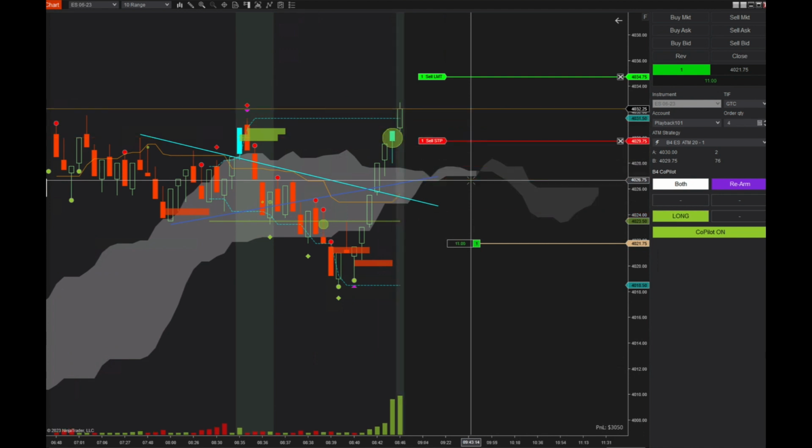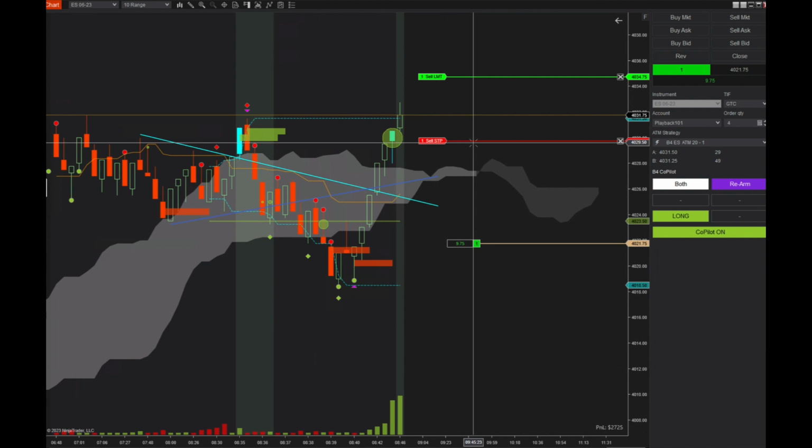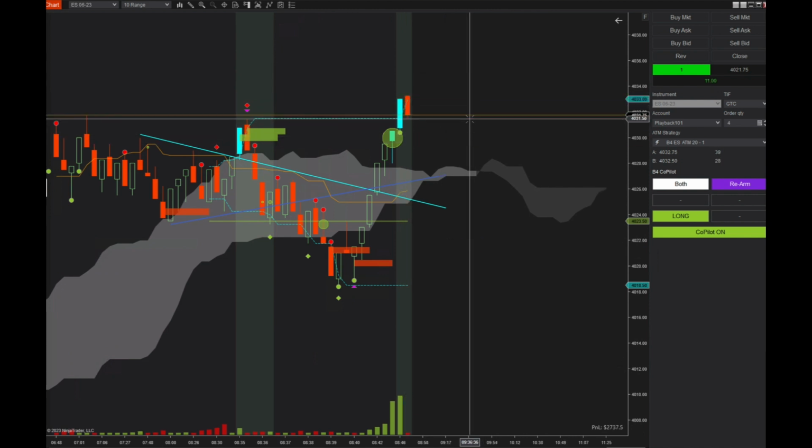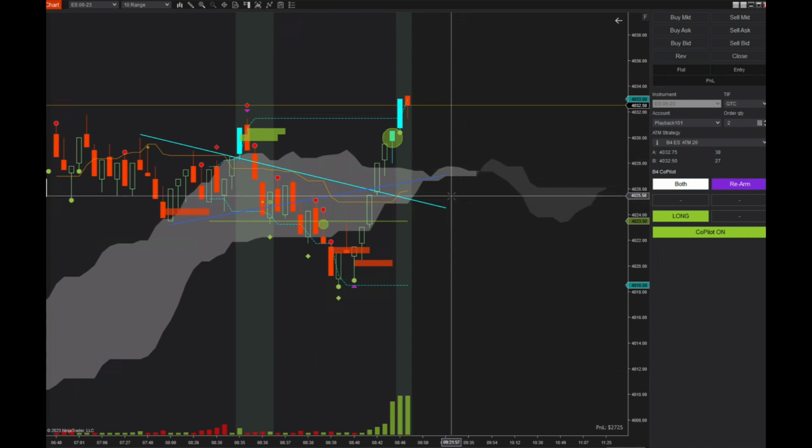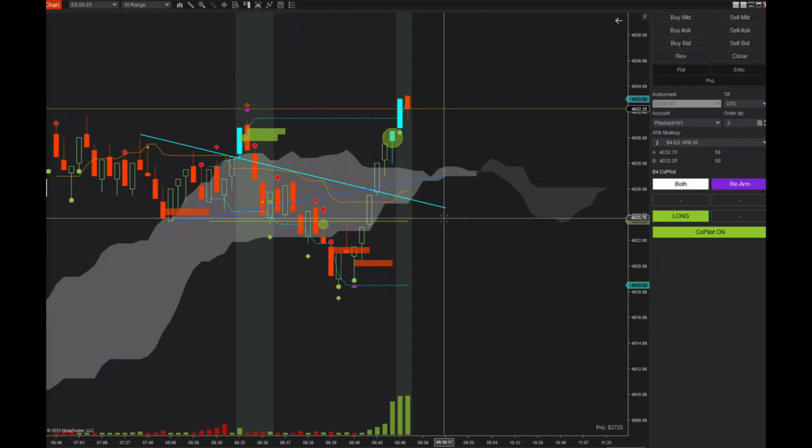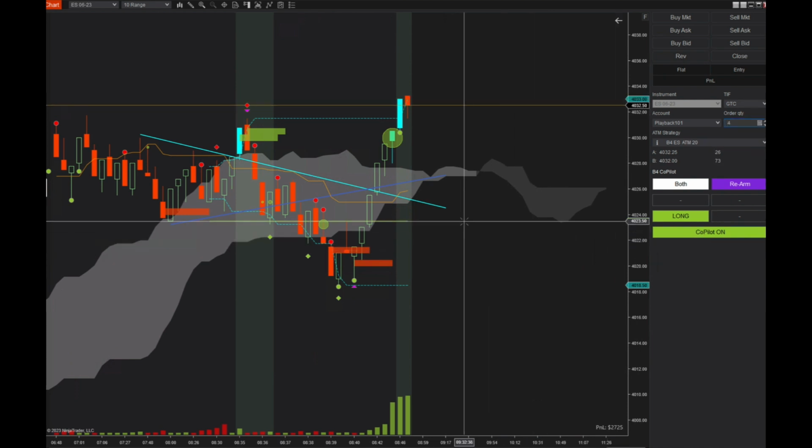It works well on our 10 range chart here. We got one of our momentum bars come in there. Let's go ahead and move that up. All right, that's going to go ahead and take us out for $2,725.